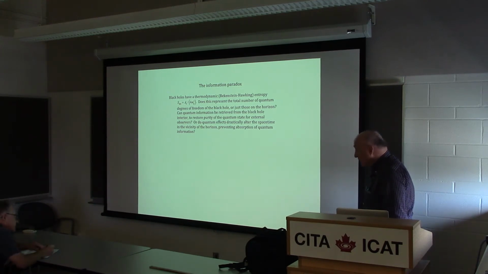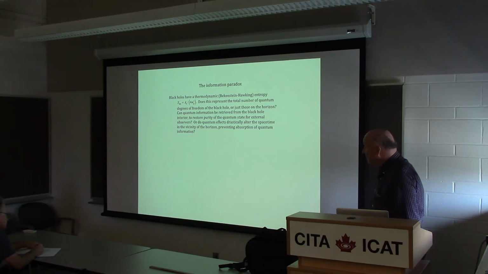Now, arising from Hawking radiation is the notion of the information paradox. Bekenstein and Hawking identified a thermodynamic entropy associated with the black hole, which is proportional to its area, capital A, divided by 4 times the Planck constant.